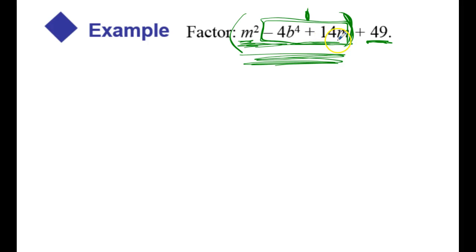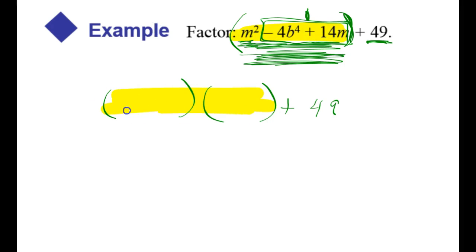If I try to factor out the first 3 terms, or excuse me, just ignore this plus 49 in a moment and try to factor this trinomial. And this trinomial says I need the first term to be m and m, because that's the only thing that's going to give me that m squared. I need factors of 14. Let's reorganize this. So this is really m squared plus 14m minus 4b to the 4th. Well, that's not going to work either. So it's okay for you to see me struggle here, because you're going to struggle too.